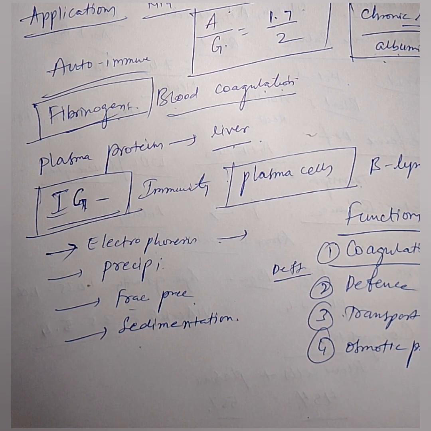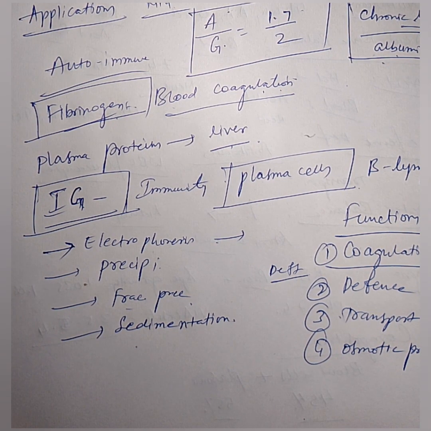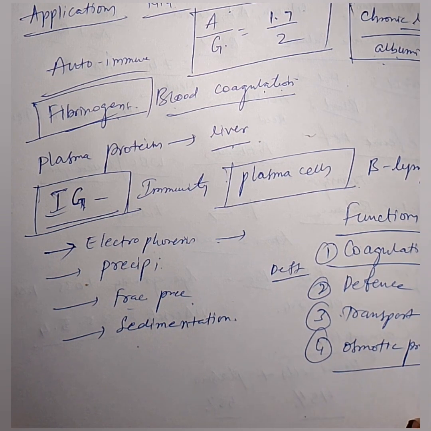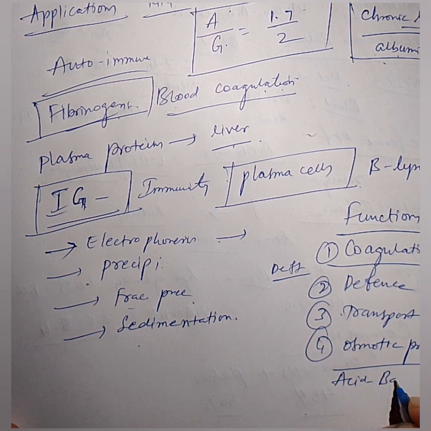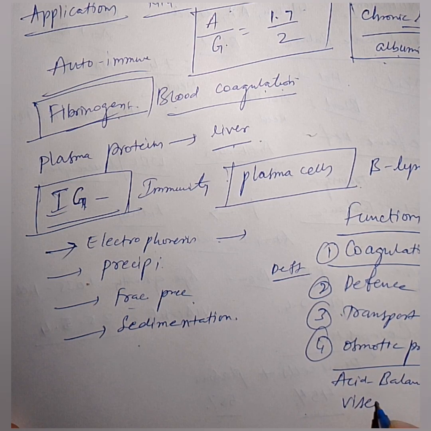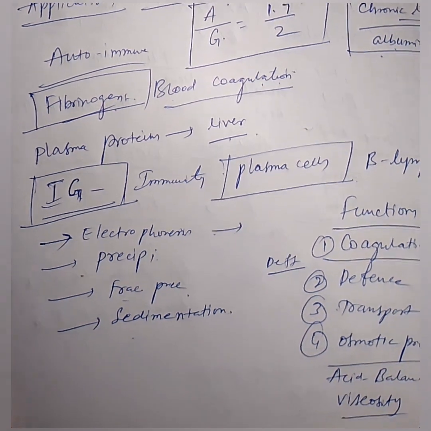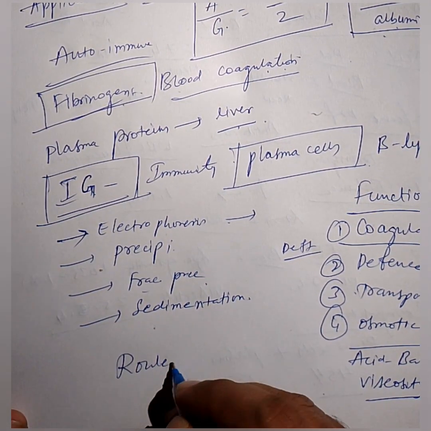Maintenance of the osmotic pressure means they are able to maintain the pressure so that the albumins, globulins and plasma proteins can be in the required quantity, and they will allow only some substances to get inside and some substances to go outside, which is called osmotic pressure. And they also maintain the acid base balance as well as the functions of the blood we have discussed earlier. And they will maintain the viscosity of the blood, and they also help in the Rouleaux formation.